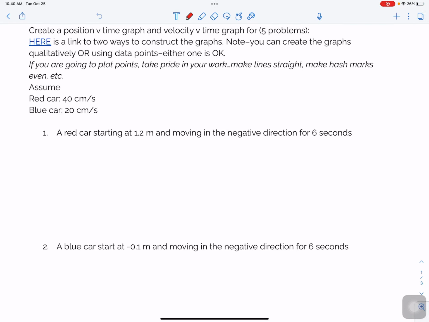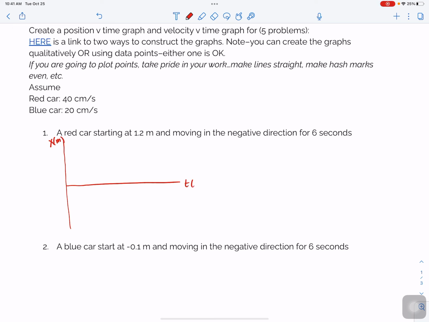Solutions for the problems. I'm going to do some of them quantitatively with numbers, and then others I'm just going to sketch out. But I'm going to start with numbers, and then we'll do sketches. So we've got a red car starting at 1.2 meters and moving in the negative direction for 6 seconds. So I'm going to draw my axes. Even when you're just sketching, you still want to do a good job.